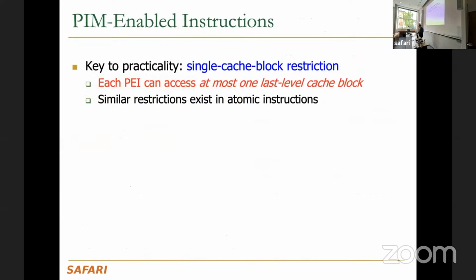Okay, so the key to practicality here is really the single cache block restriction. Actually, similar restrictions exist in atomic instructions today, because it turns out doing multi-cache block atomic updates is difficult in existing systems because you need to gather together and make sure that nobody else is updating those two or more cache blocks.